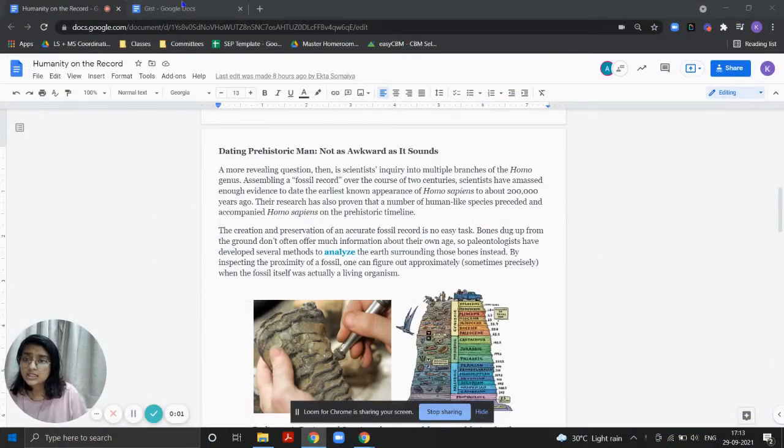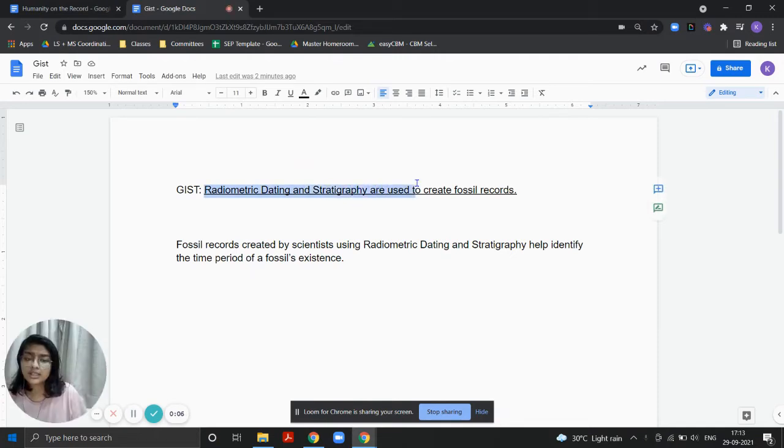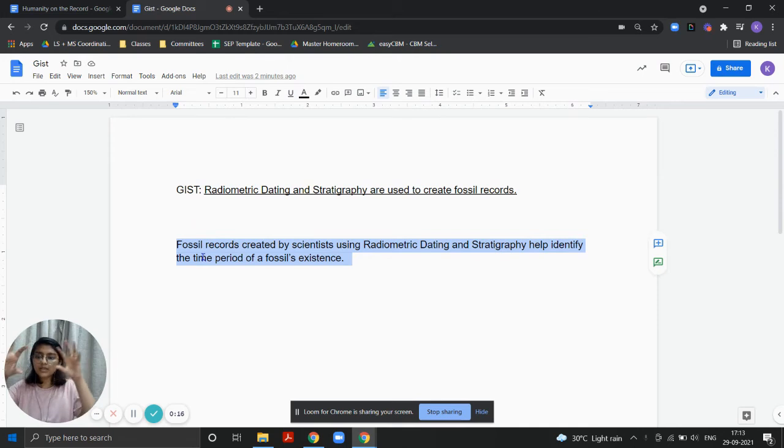My 10-word gist for this section is radiometric dating and stratigraphy are used to create fossil records. Before I came up with this gist, I had a sentence which was way more than 10 words, which summed up the three elements that I figured were the main parts of this section. The part about fossil records and why they are created. They're created to identify the time period of a fossil's existence, and some of the methods that are used to create fossil records, which are radiometric dating and stratigraphy.